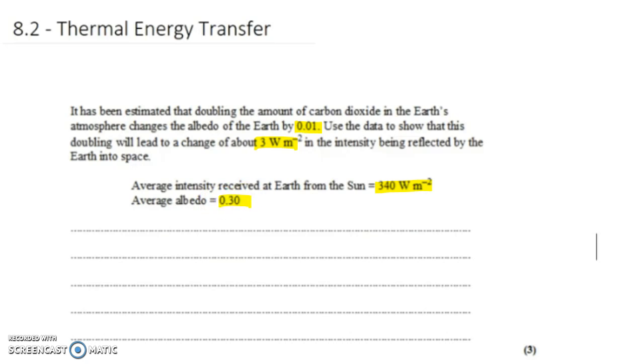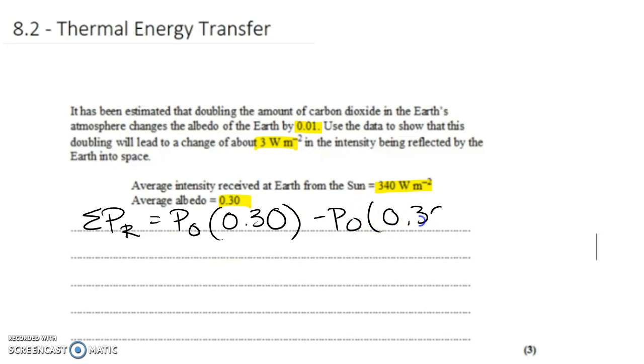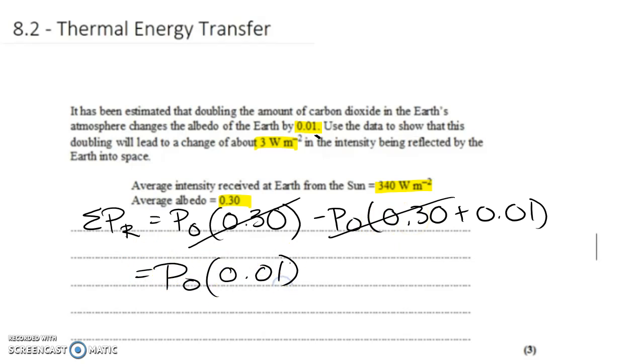We're going to start with the power reflected. The change is going to be the original power times the albedo in the beginning, minus the original power times the new albedo, which is going to be the same albedo in the beginning plus the change in albedo of 0.01. Then you can cancel these out, and don't worry about the sign, that doesn't matter in this calculation. So we're going to have the original power times 0.01 is going to be your change in intensity being reflected by the Earth into space.